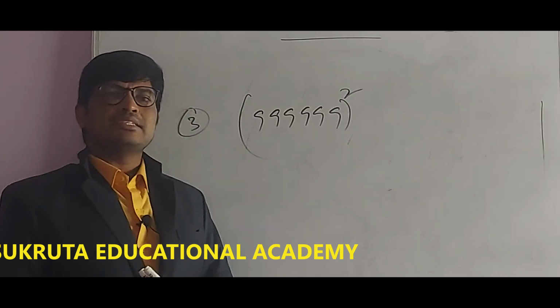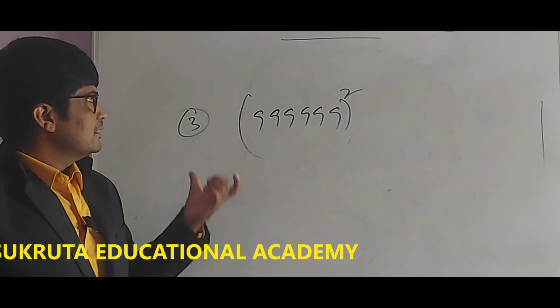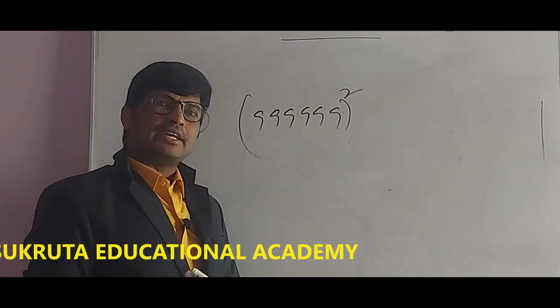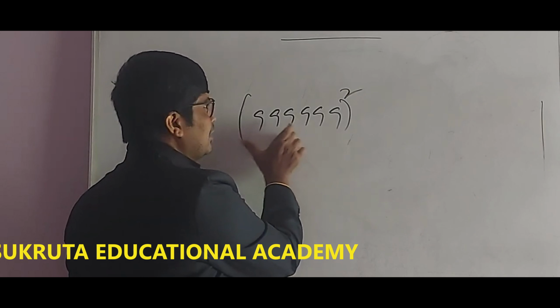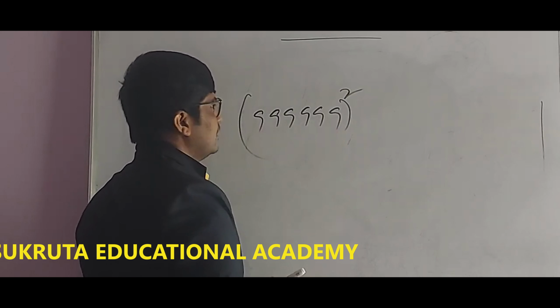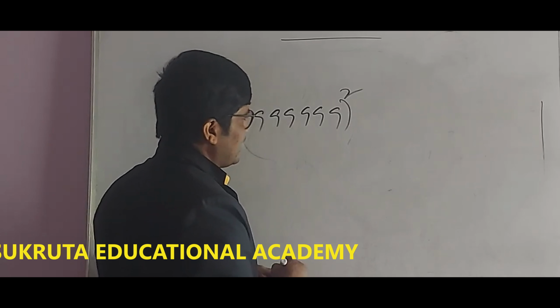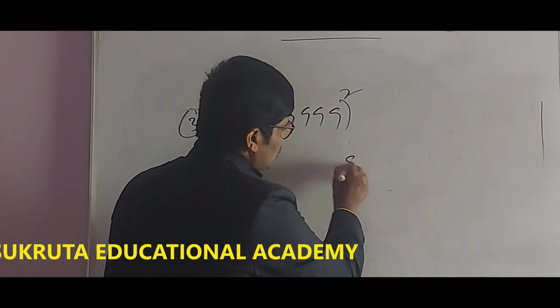Now I am taking a 6 digit number. So the same concept will be applicable here also. Now let us see. There are 6 digits and all the digits are 9. 9 squared means 81. So 8 will be here, and 1 will be here.